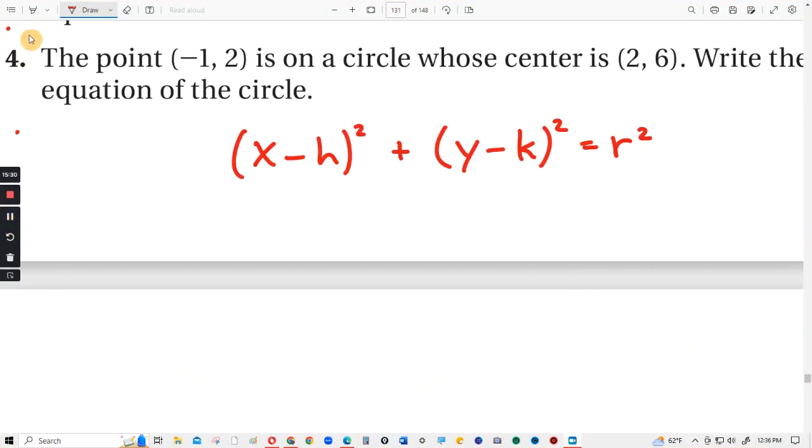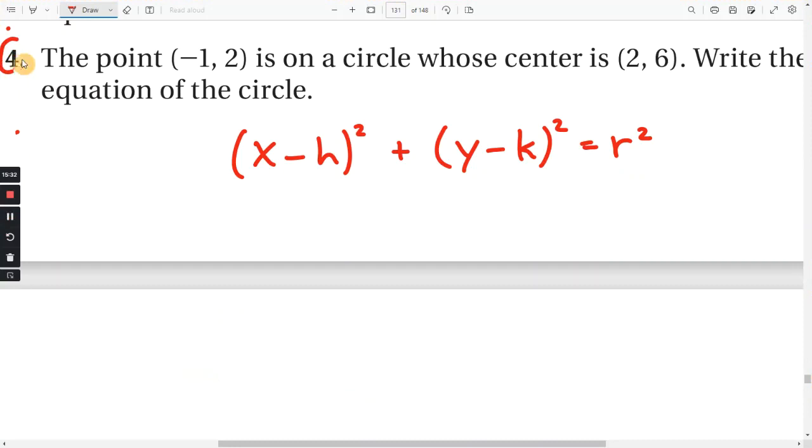Okay, please pause and try number 4. They say the point (-1, 2) is on a circle and the center is (2, 6). Write the equation. So here's the equation once again, and I'll give you a hint. The point that is on the circle is going to be used for x and y, and the center is going to be used for h and k.